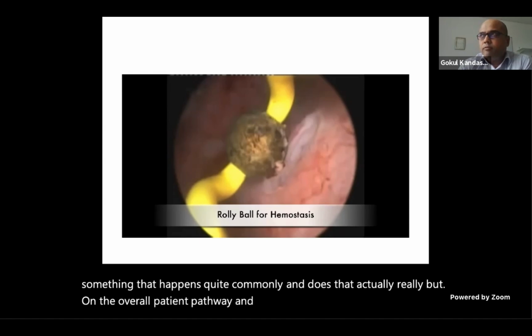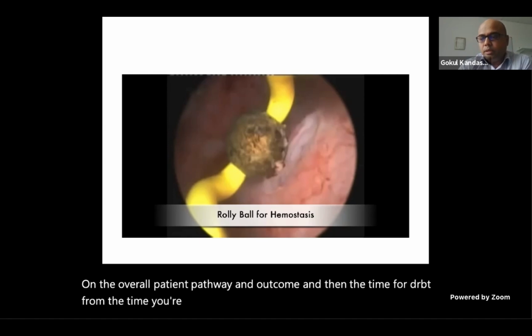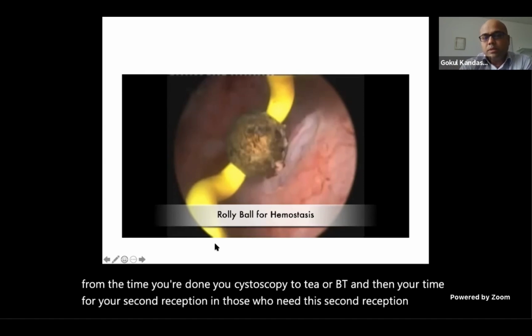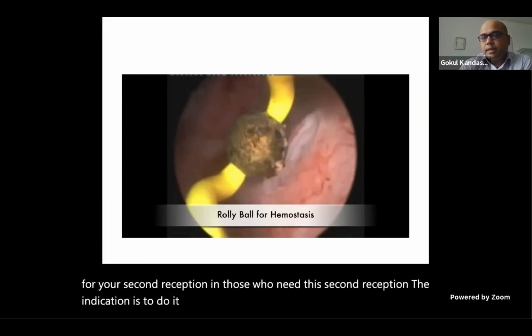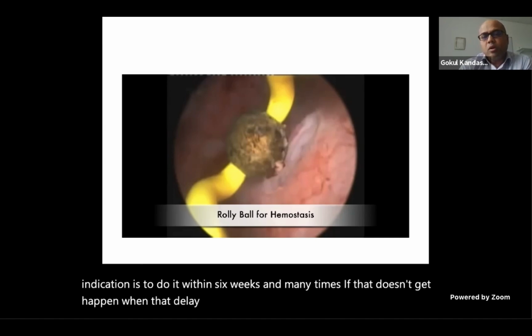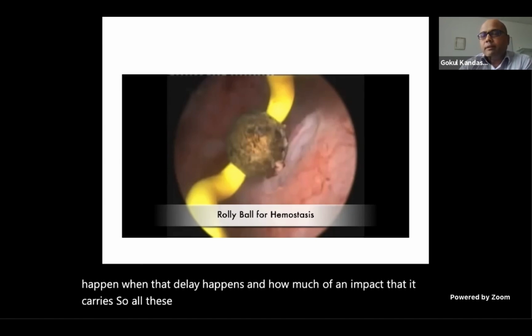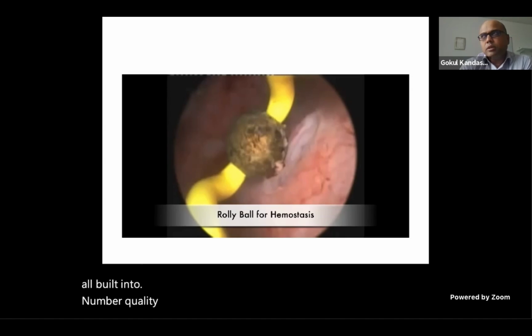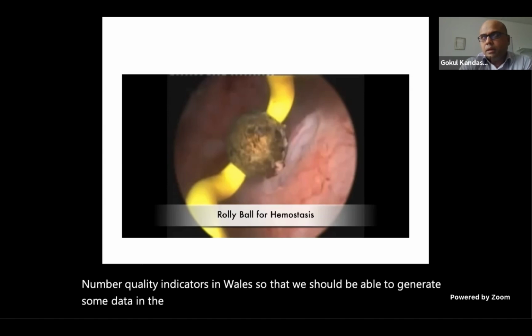And then the time to TURBT, from the time you've done your cystoscopy to TURBT, and then the time to your second resection in those who need one. The indication is to do it within 6 weeks, and many a time that doesn't happen, and when that delay happens, how much of an impact does it carry? So all these things we don't have strong evidence on, but they are all built into our quality indicators in Wales, so that we should be able to generate some data in the long run regarding this.